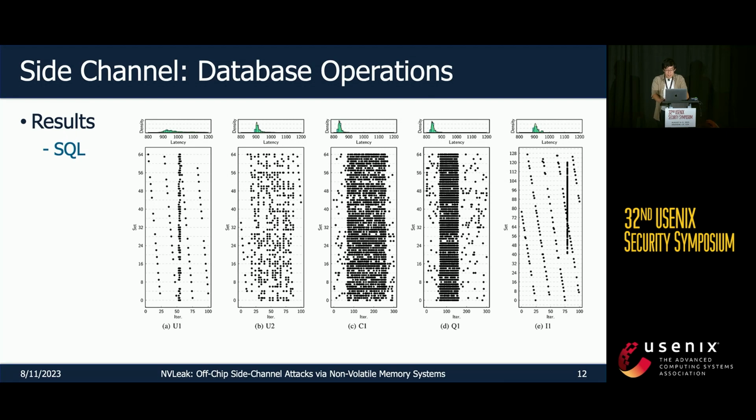In each bottom plot, the x-axis is the side channel iteration, and the y-axis is the L2 NVCache set number. Each point indicates the corresponding cache set is accessed by the victim in that iteration. And each top plot shows the access latency distribution. We notice that different SQL code generates different access patterns, which can be categorized by the attacker to learn which type of SQL code is being executed by the victim.